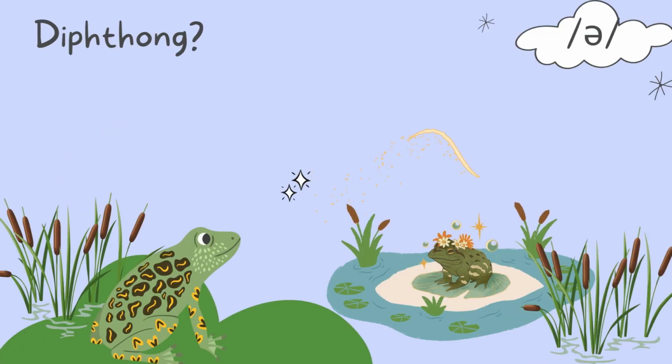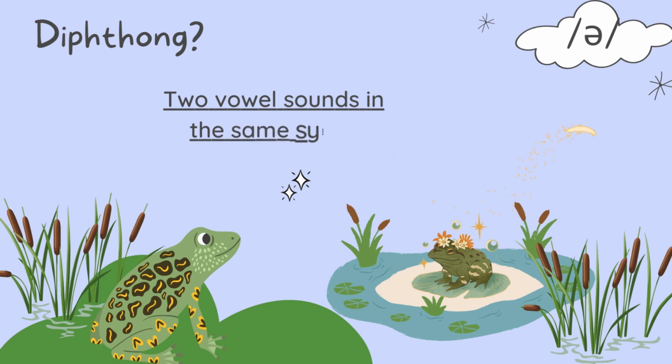A diphthong is a type of vowel sound that consists of two distinct vowel sounds pronounced together within the same syllable. This means that when you pronounce a diphthong, your mouth changes position as you make the sound, creating a unique combination of two different vowel sounds.